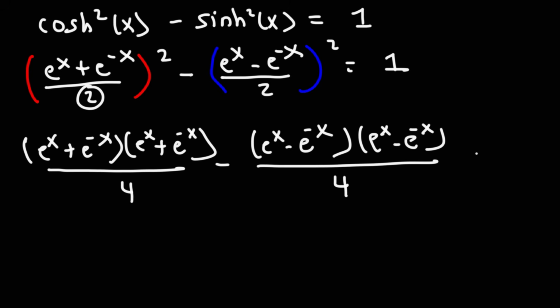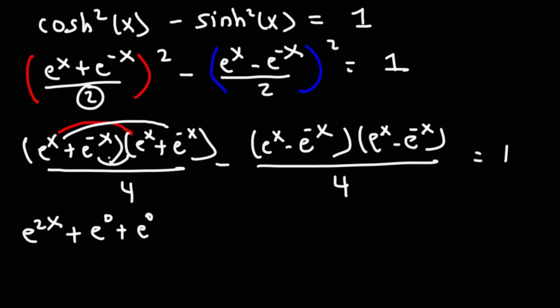Over 2 squared, which is 4. E to the x times e to the x, that's going to be e to the 2x. And then multiplying those two together, e to the x times e to the negative x, plus negative x is 0, so we get e to the 0. These two will also give us e to the 0. And negative x plus negative x, that's negative 2x.